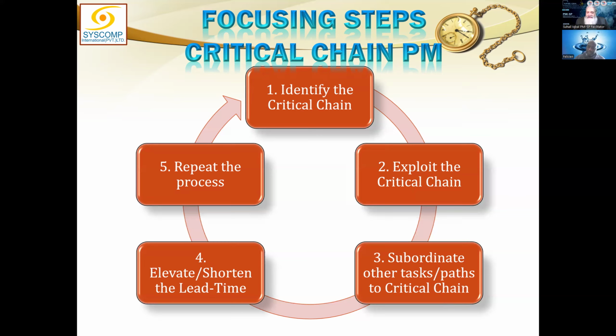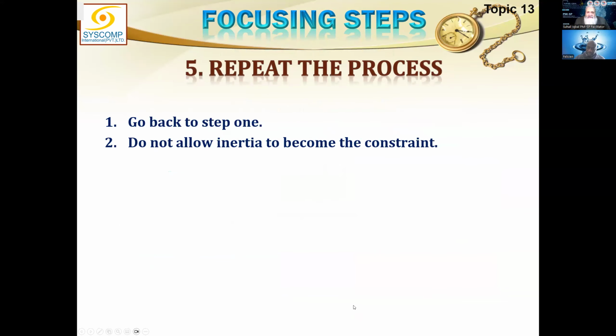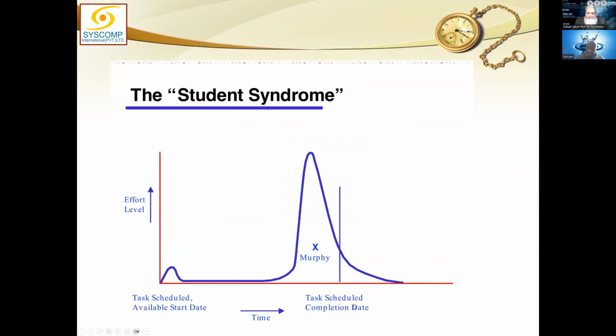Elevate and shorten the lead time. That is the feeding buffers we are trying to address now. That makes us even faster. And repeat the process time and again. This is the basic diagram for the critical chain. So I'll just skip that. These are just unnecessary steps in that.